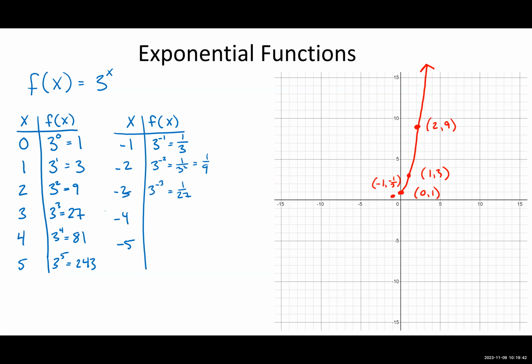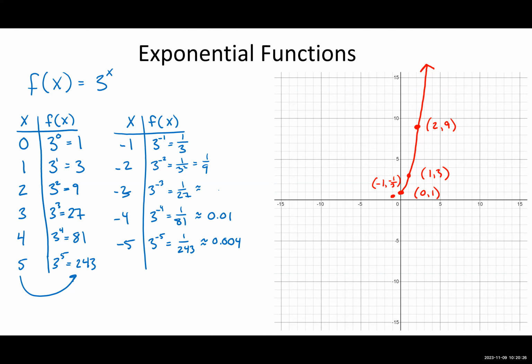We're getting the same numbers as we got over here on the left, just the reciprocals. When x was 4, we got 81. When x is negative 4, we get 1 over 81, right? Negative sign means reciprocal. When x was 5, we got 243. When x is negative 5, we get 1 over 243. Right? 1 over 243 is, if we round it, about 0.004. 1 over 81 is about 0.01. You could verify this on a calculator.